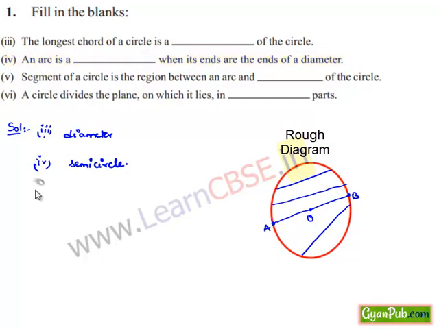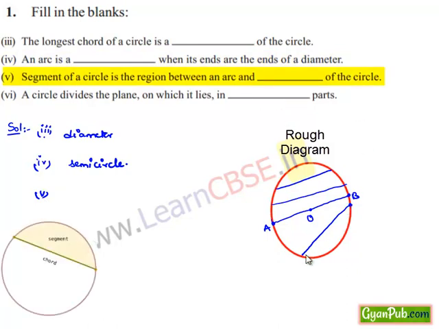Moving on to the fifth bit. The segment of the circle is the region between an arc and the dash of the circle. We know that the segment of a circle is the region between an arc and the chord of the circle, by definition. Now moving on to the sixth bit.